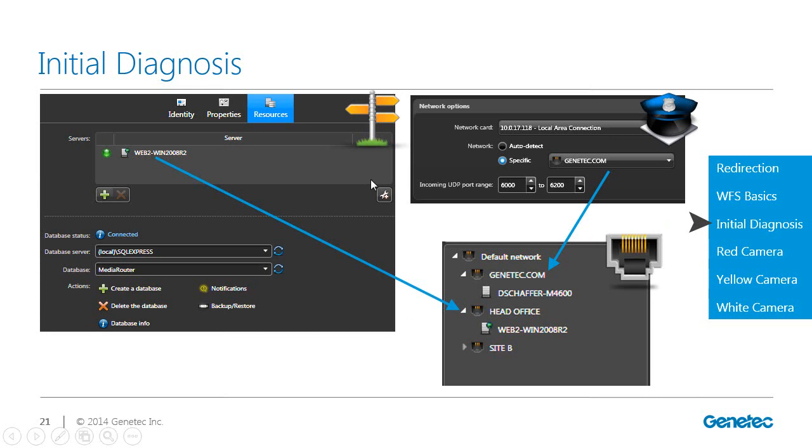So from this example here, we can see that the media router in the resources is using this server, and we can take a look in the network view, and we see which network that's on. And we can also see on the client, it's using a specific network, and it's not on the same network in this case.